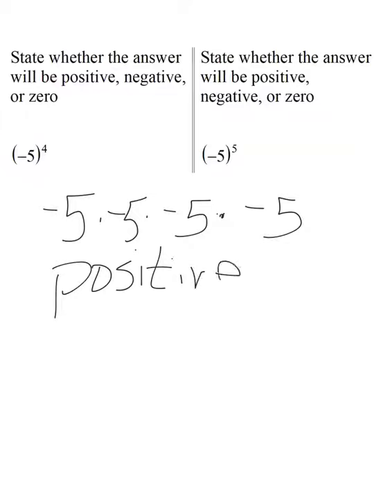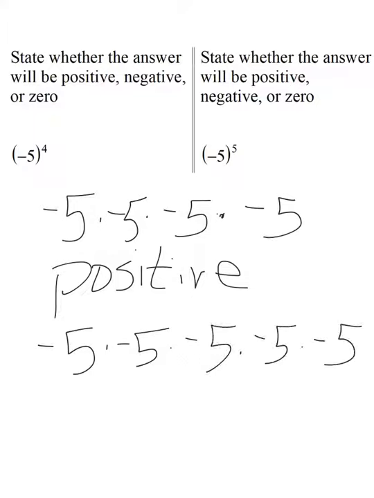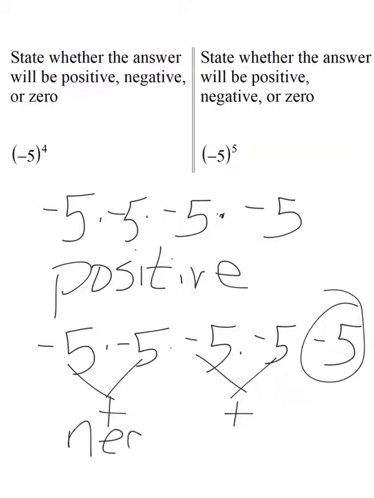But now let's contrast that with the second example. In the second example, my exponent is a 5. So now the base of negative 5 would be repeated 5 times, which means I would have an odd amount of negatives. And so if we were to think about these first two, a negative times a negative is positive. The second two, a negative times a negative is a positive. But this one, the last one, I don't have anything to pair up with that to cause the negative to turn into a positive. So the answer here is going to be negative.